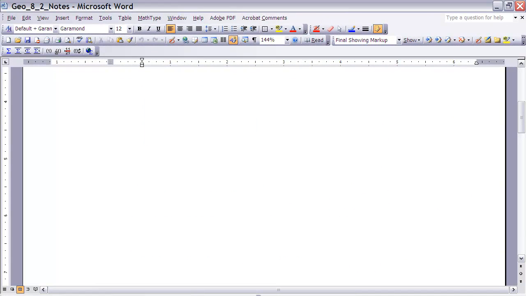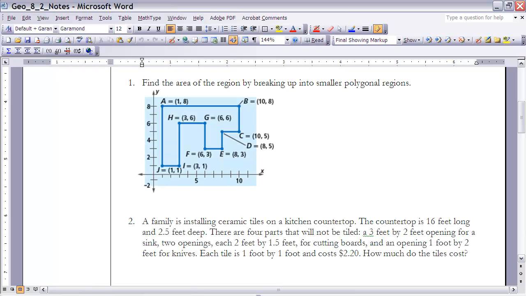So I'd like to take a look at a couple of problems now that relate to the area postulate. The first is, if you're given a figure that is not a rectangle, we can still find the area of it by using the fact that we can break it up into smaller rectangles and add the sum of those to get the total. So it says find the area of the region by breaking it up into smaller polygonal regions.